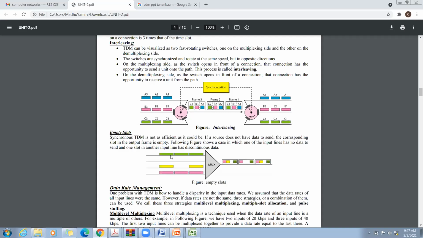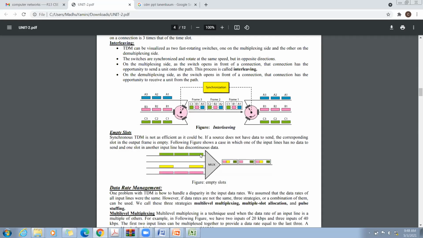See, listen carefully. Here, how many inputs do we have for the multiplexer? 1, 2, 3, and 4. 4 inputs we have. This is the first time slot.